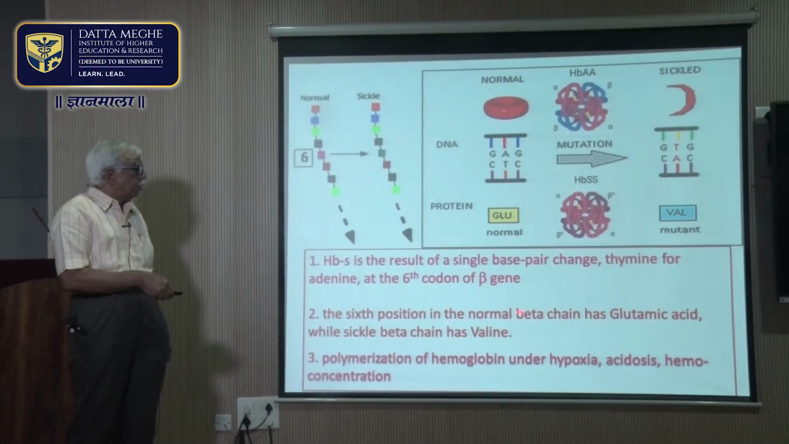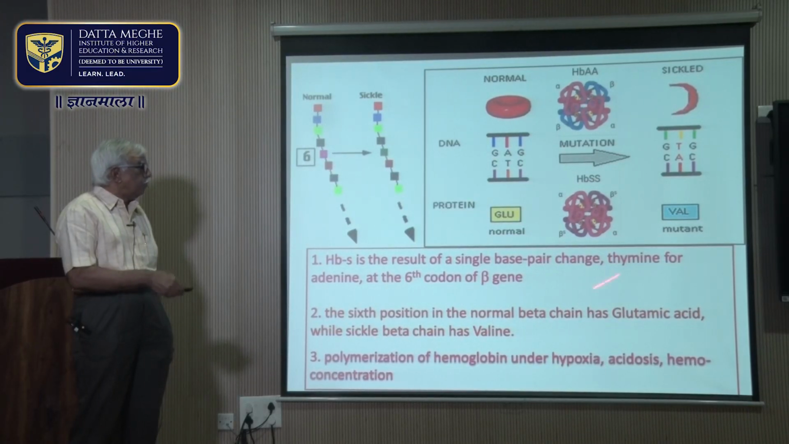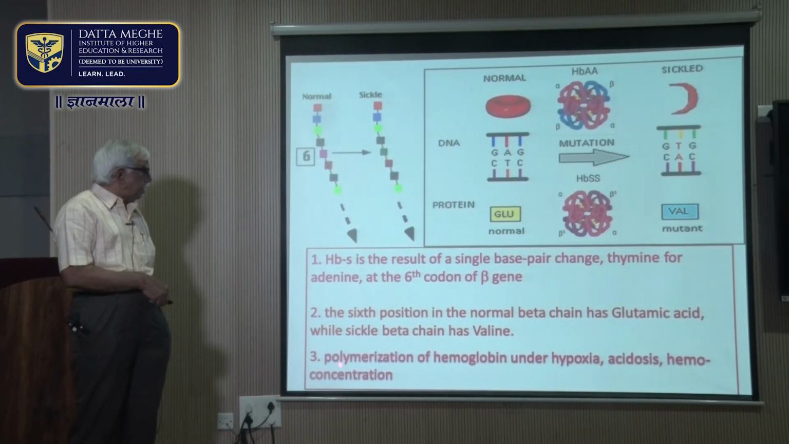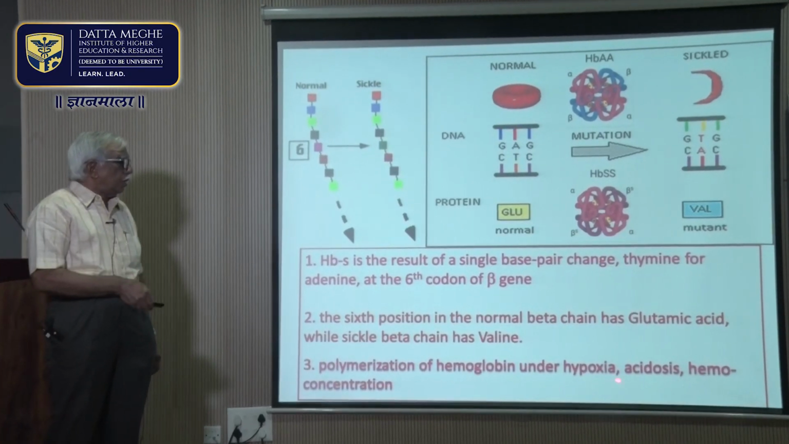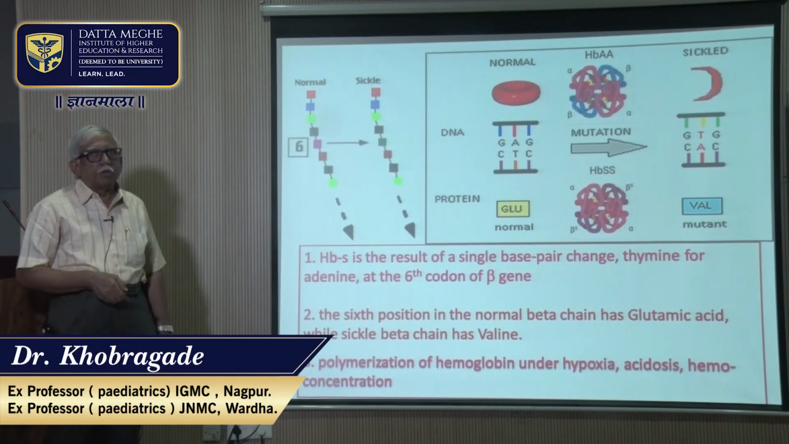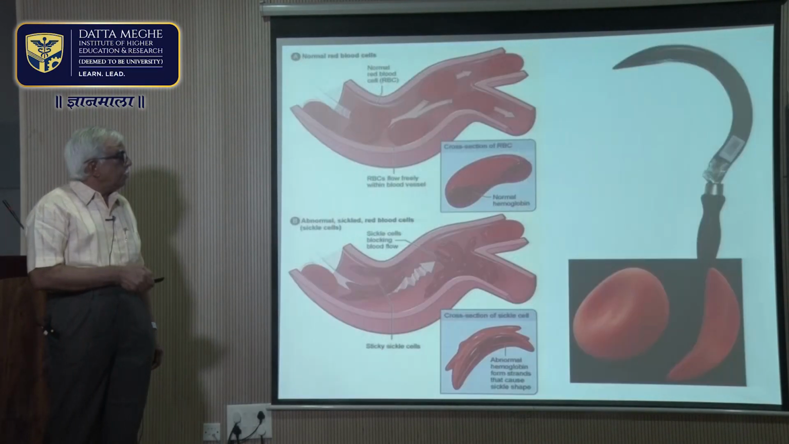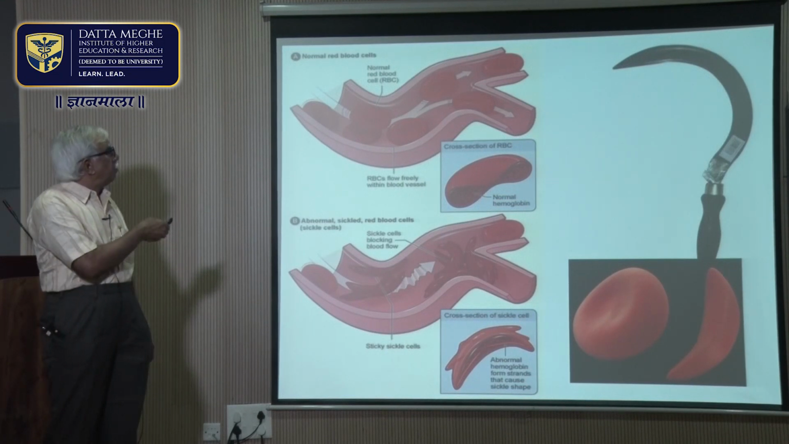The sixth position in the normal beta chain has glutamic acid, while the sickle beta chain has a valine. So, valine is there, and polymerization of this hemoglobin under hypoxia, acidosis and hemoconcentration leads to the formation of a deformed red cell, what is called a sickle cell. This is how the normal blood flows through the capillaries and the venules.